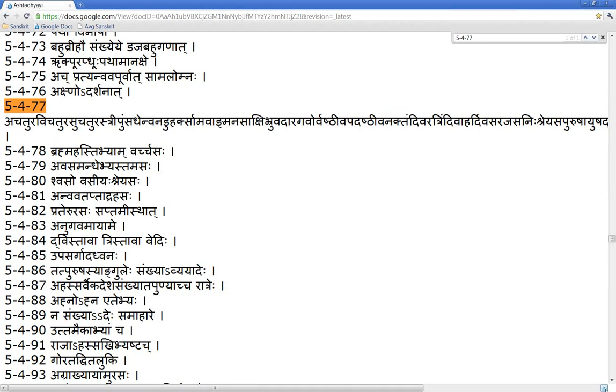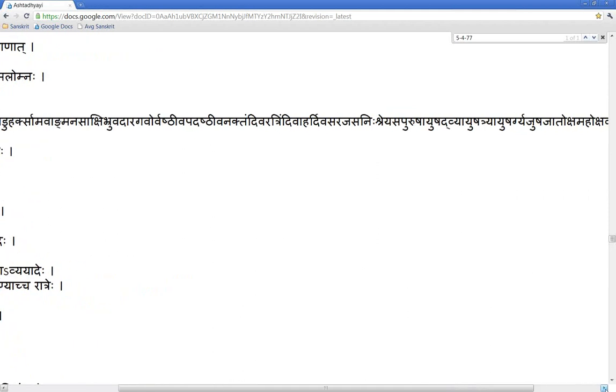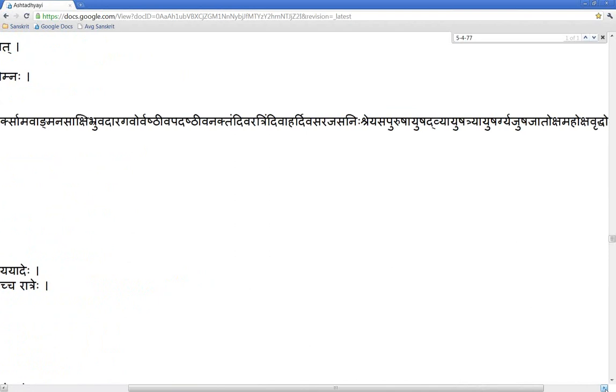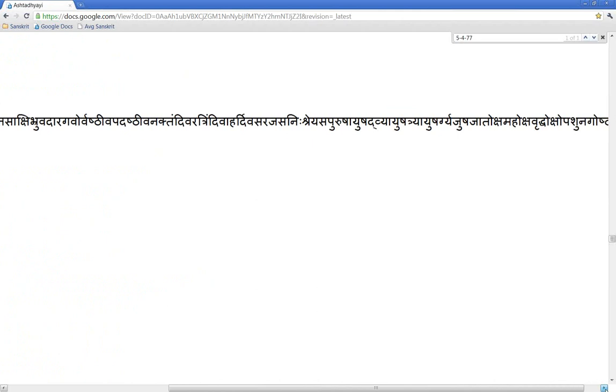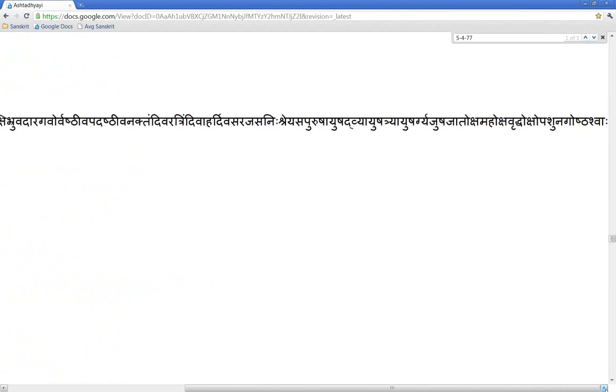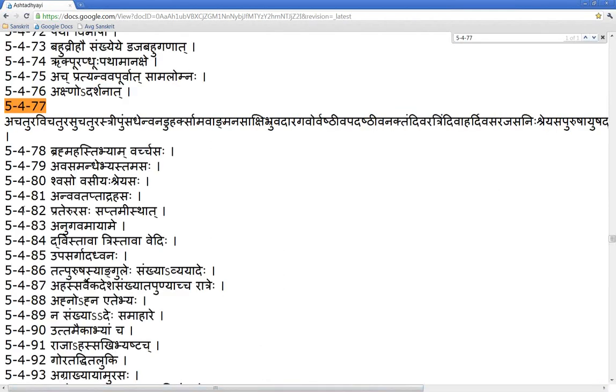Purushayusha, Divayusha, Triyayusha, Rigyayusha, Jatoksha, Mahoksha, Vruddhoksha, Upashuna, Goshtashvaha. So one more time, this is a list of many compounds. To look at the vritti of that: this is a samasanta vidhi again, and it is talking about the pratyaya ach. All these ready-made compounds are given to us by Panini, forms which end in the ach pratyaya.